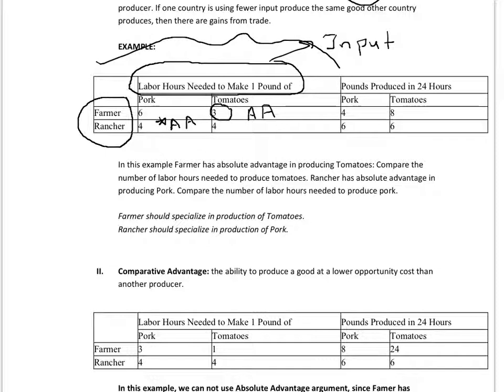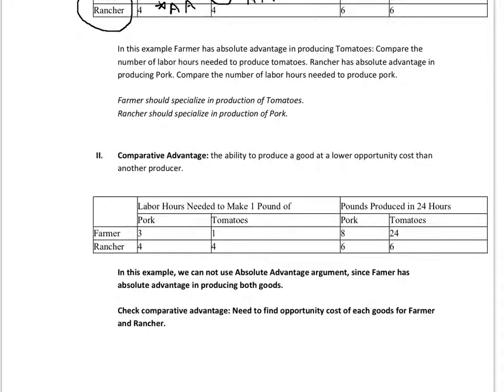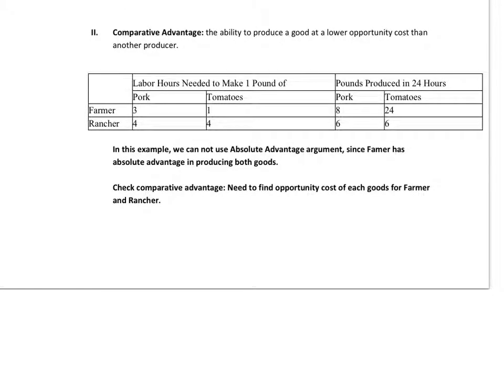Then there's a problem, because if one person has the absolute advantage in the production of both goods, then you may think that there is no room for trade. But that's not true, because the main reason there are gains from trade is the comparative advantage. So what is comparative advantage? The ability to produce a good at a lower opportunity cost than another producer.